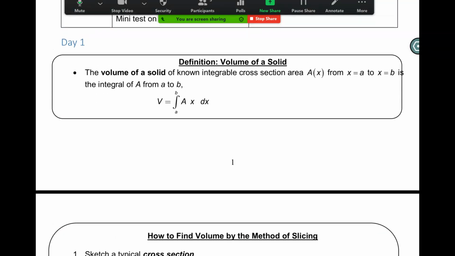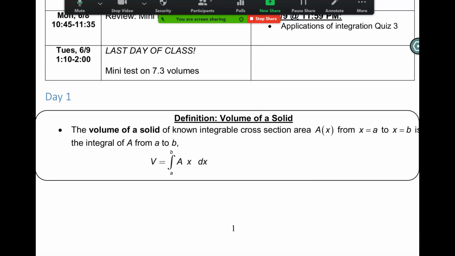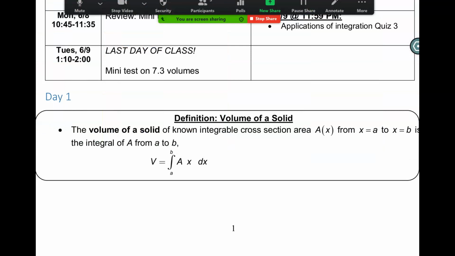Okay, so definition, volume of a solid. So now we're in volumes. The volume of a solid of known integrable cross-sectional area A of x from x equals a to x equals b is the integral of A of x from a to b. Okay, so what the heck are we even talking about?